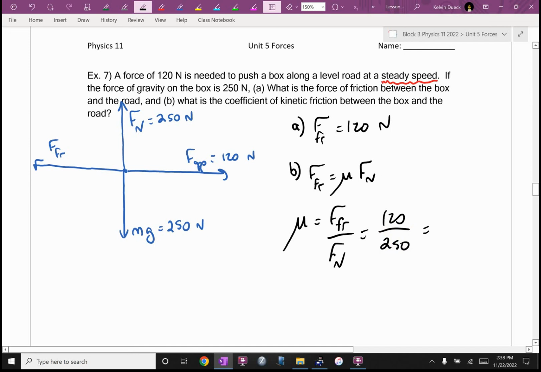It's going to be a little less than 0.5. I didn't do this in my head. I'm making a guess. Is it 0.48? I see the 12, and I know 12 goes into 48. That was just a 0.48? Units. You can see it's newtons divided by newtons. The newtons would cancel. No units. Okay.